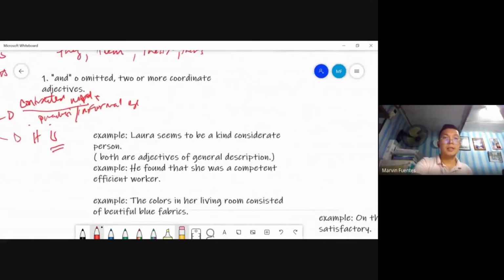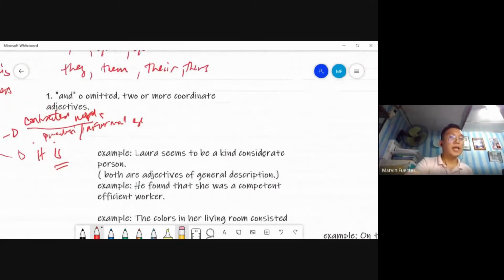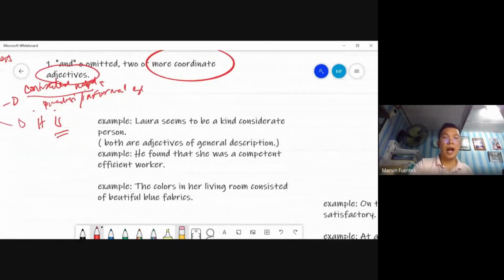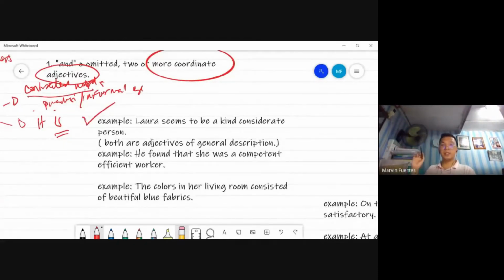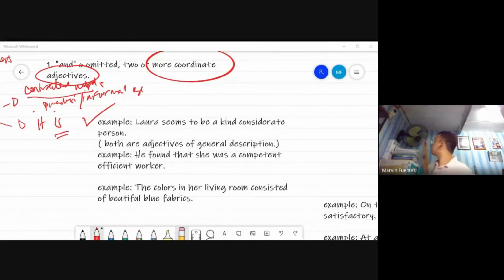Alright. Again, when we say end omitted, 2 or more coordinate adjectives should be present. Alright? Let us have an example. Laura seems to be a kind, considerate person, period. Let me check. May I see? Write it in your illustration board.